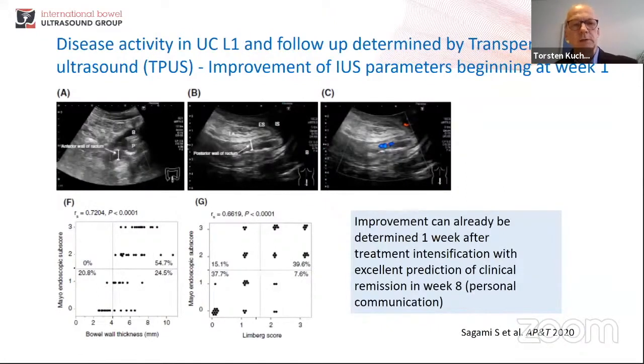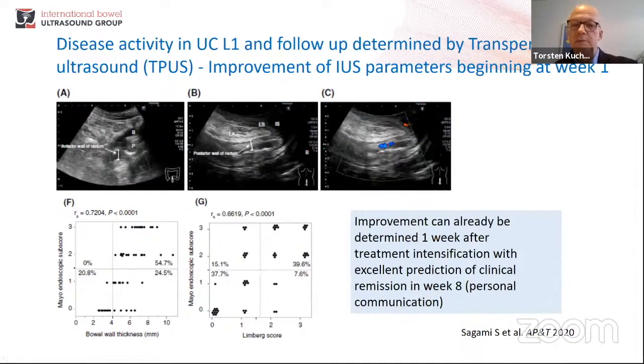And as Britt already mentioned, we have a problem with transabdominal ultrasound to identify disease location within the rectum. We can visualize the rectum, but it's difficult to determine our bowel wall thickness. What we can do is use transperineal ultrasonography, which is a very easy method. And this is a nice paper just recently published by a Japanese group showing that by using transperineal ultrasonography with the same probes, we can identify bowel wall thickening and vascularization within the rectum, which is correlating very well with the mucosal endoscopic disease activity.